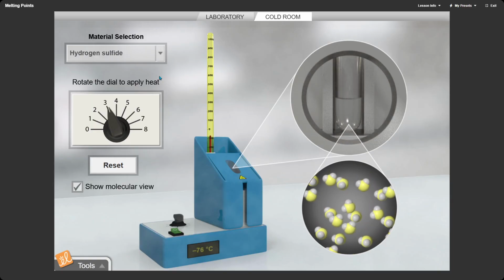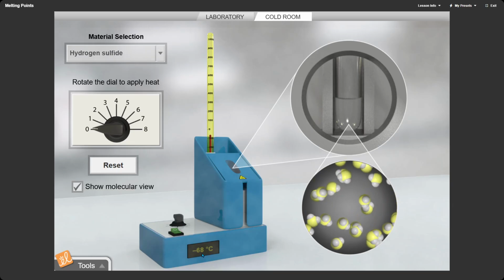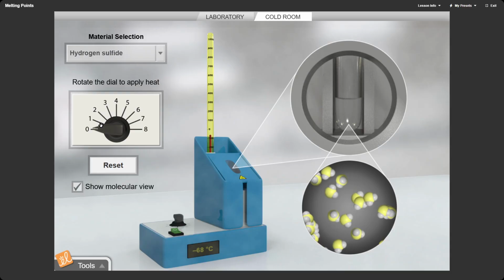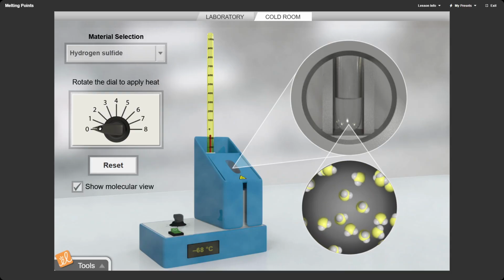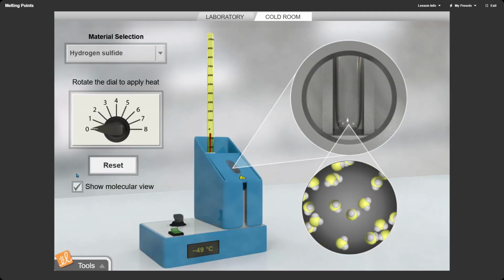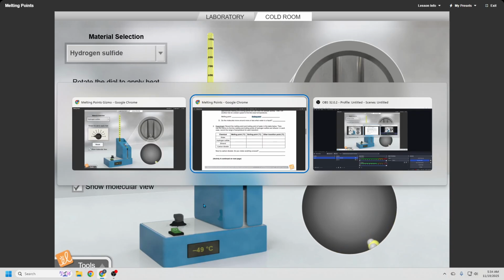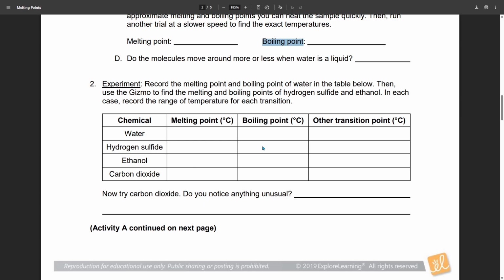Keep an eye on the temperature. Notice that it starts to turn into a liquid around negative 68 degrees, or is that negative 67 degrees? I'm not sure. And then you turn it back up, and then around negative 45 degrees, you see that it's turned into a gas. Again, you can slow down the video in order to see that more effectively. So you write those two temperatures.